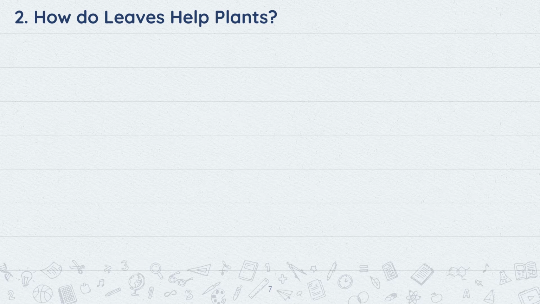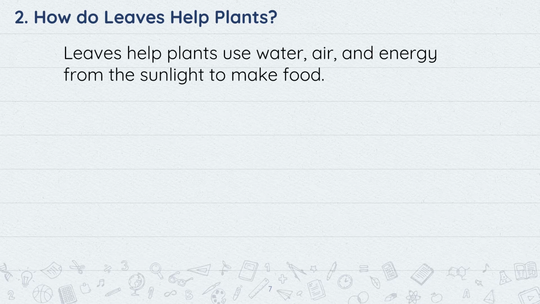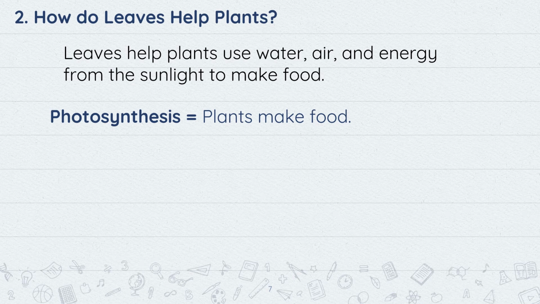Now, number 3, how do leaves help plants? Leaves help plants use water, air, and energy from the sunlight to make food. This is called photosynthesis, how plants make food.